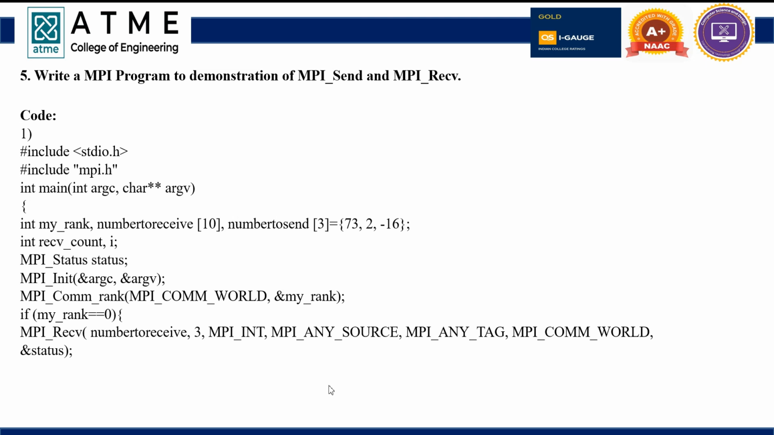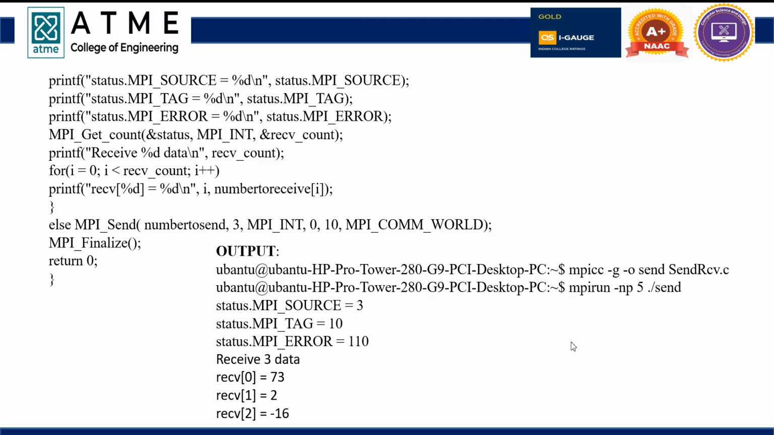Next, if my rank is equal to 0, that means the code is executed only by the process with rank 0, that is the root process. And then MPI Receive. So, we receive 3 integers from any source with any tag. Now, MPI Receive with MPI_ANY_SOURCE and MPI_ANY_TAG, with the communicator and status. Print the MPI source.